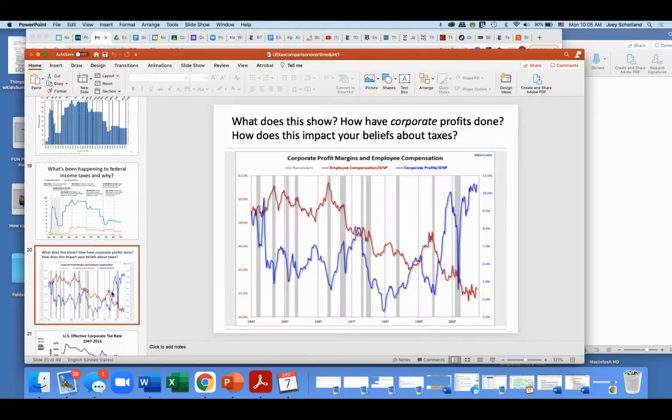Here you see how much money the companies are making, that's corporate profit, compared to how much the workers are getting paid, that's employee compensation. So corporate profits here as a percent of national income, are they going up or down? Are companies getting more of the pie or less of the pie? And here you see employee compensation, that's worker pay, as a percent of the national income. Are workers getting more of the pie or less of the pie? Who's doing better here, the companies or the workers?